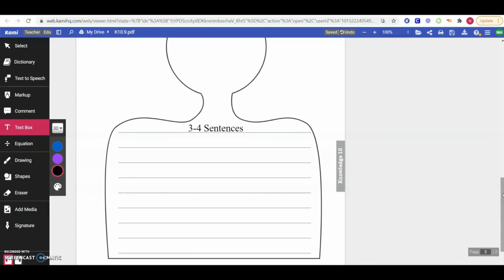What would you do in the morning? What kind of foods would you eat? What kinds of activities would you do? What things would you need to make sure that you're doing to make sure your body is staying healthy?